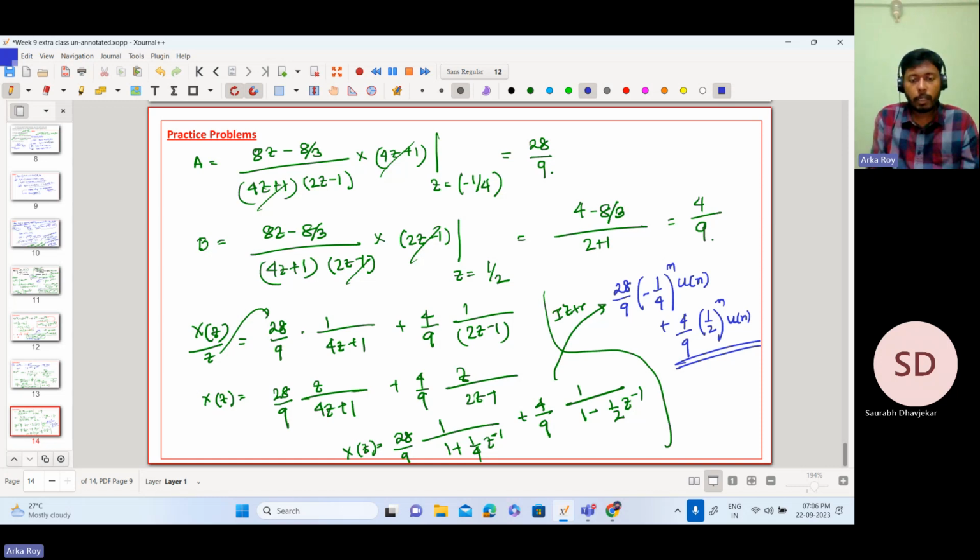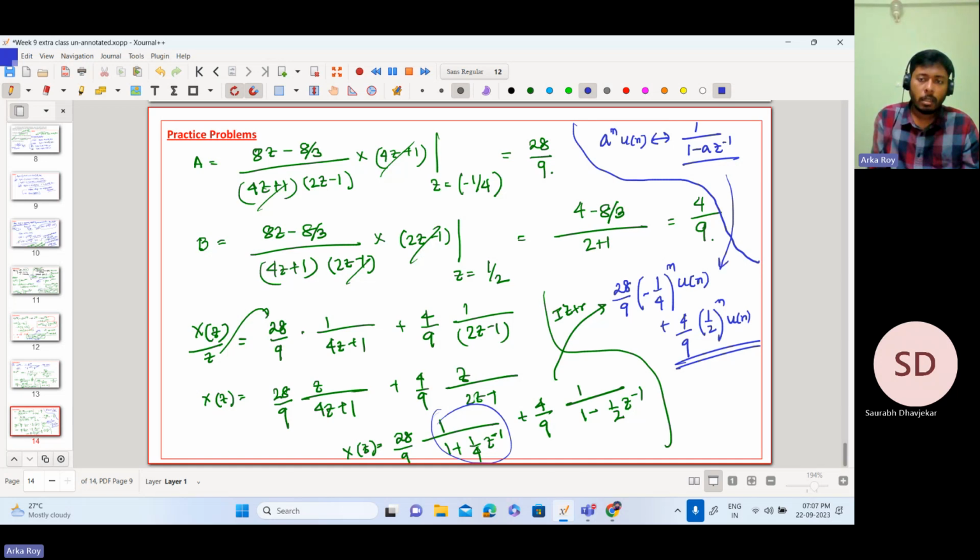So if anyone just got stuck on this problem, I'm just writing the corresponding equation. So a to the power n u[n], if it is given, the corresponding Z transform will be 1 upon 1 minus a Z inverse. So this is the Z transform form, and I have just substituted the equations accordingly. So this is the final x of n. This is what it looks like.